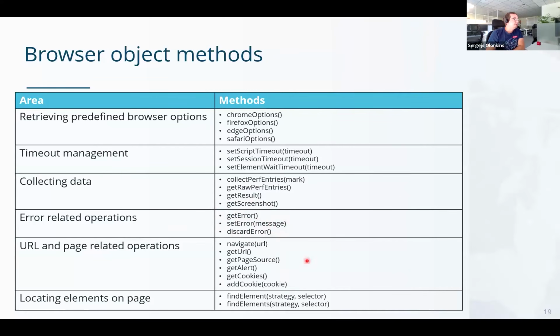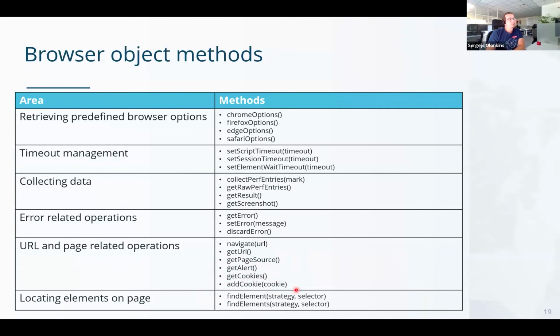There's quite a lot of methods available for you to operate with the opened page. You can navigate to some URL that you define. You can return the currently opened URL using the get URL method. You can return the page source. You can get the alert object. You can get the cookies object using get page source, get alert, and get cookies methods respectively. And also you can add a cookie to the currently open page using the add cookie method.